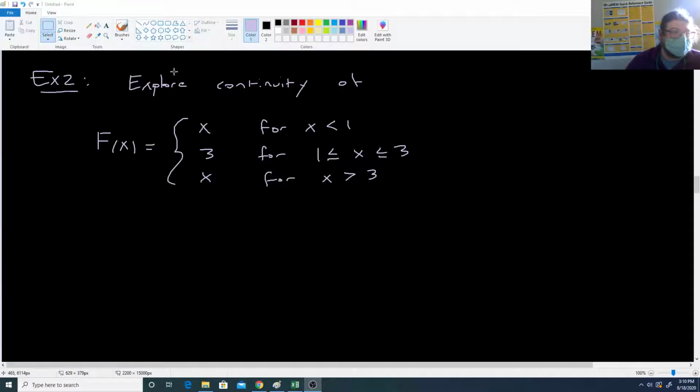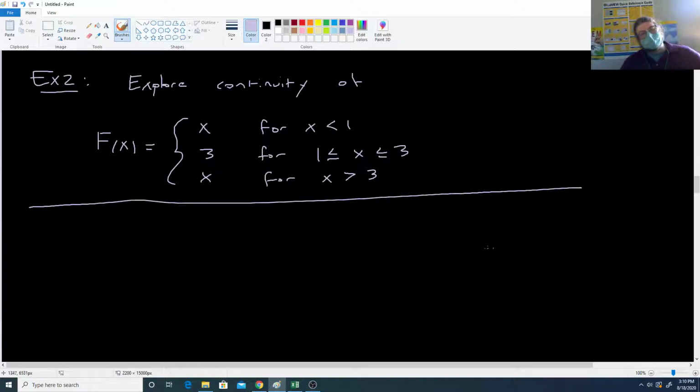Okay, we're going to take a look at example 2 here. This wants us to basically go through and explore the continuity of this function here. We should note the fundamental pieces here. x is a continuous function on its domain. 3 is a continuous function on its domain. So the only places that this function might not be continuous is at these meetings here, at 1 and 3. So let's take a look at those and see what we got.